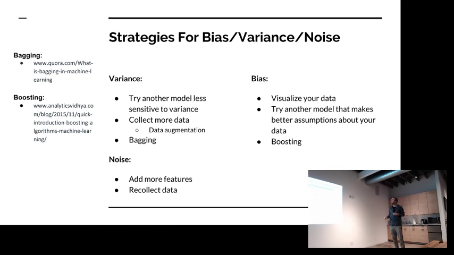And then for bias, visualizing your data is a really helpful way of diagnosing a bias problem, because you can see how things are distributed. If your data is low enough dimensionality, then you can see if it's linearly separable, and get an idea of what's going on under the hood. And then, just try different models that better fit the assumptions you want to make about your data, and boosting also. And then for noise, just add more features and recollect your data, because your process of collecting your data could have been flawed, and that's why you have a ton of noise.